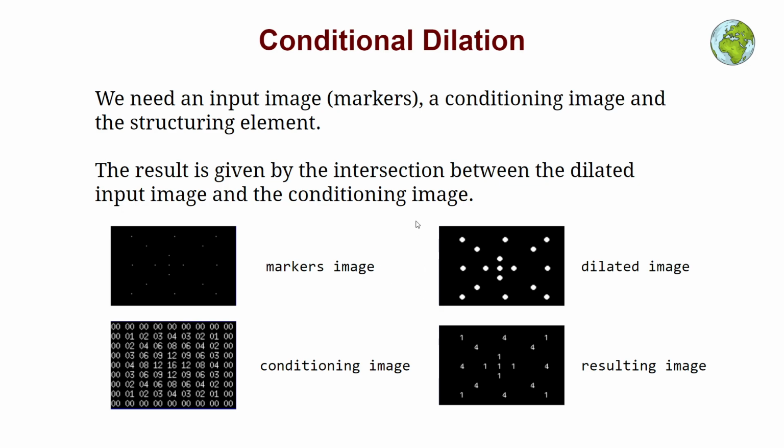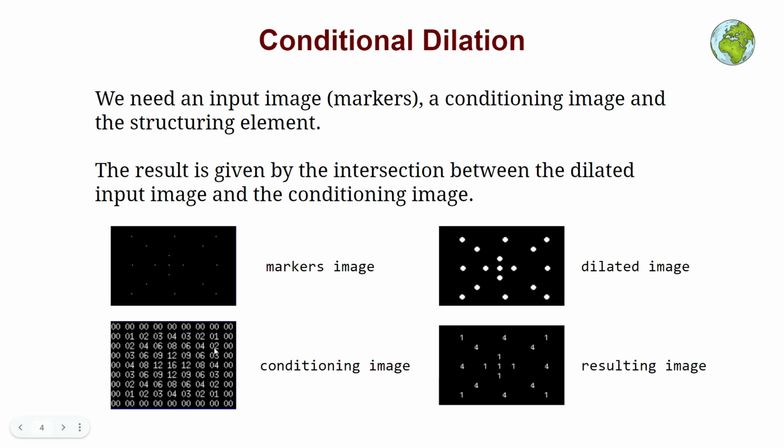Now, what is the resulting image of the conditional dilation? Well, the result is given by the intersection between the dilated input image and the conditioning image. So we need to intersect this dilated image that we see with this conditioning image. So at the end we have this resulting image.